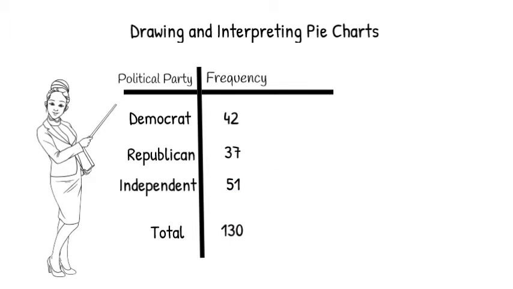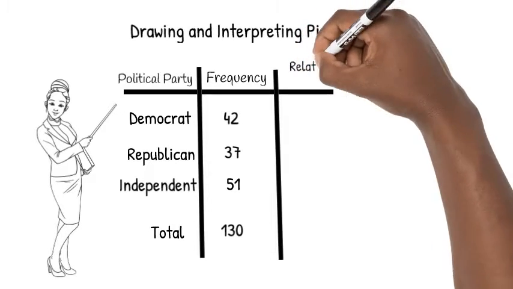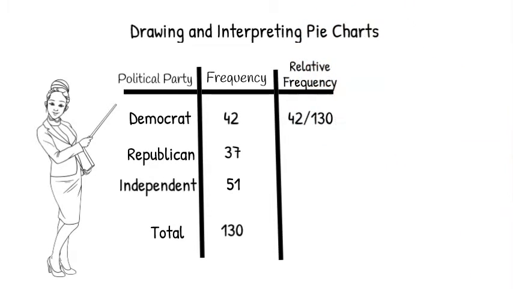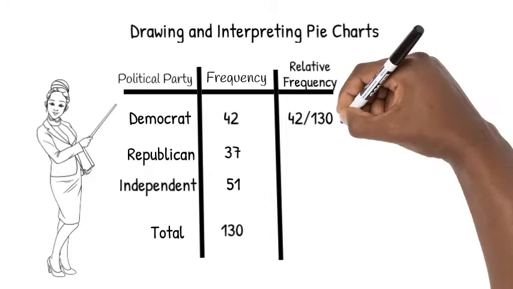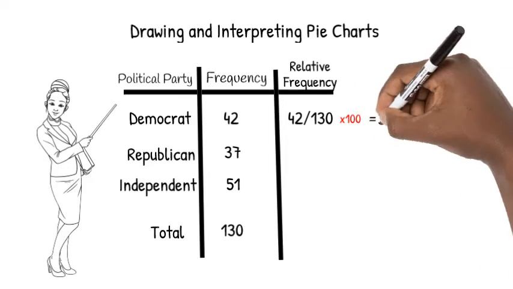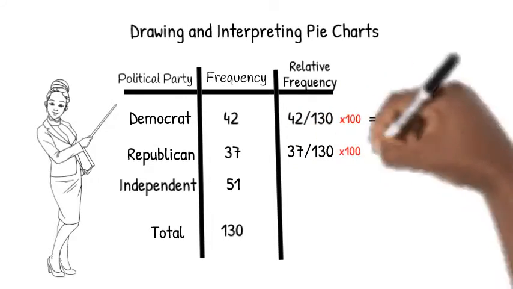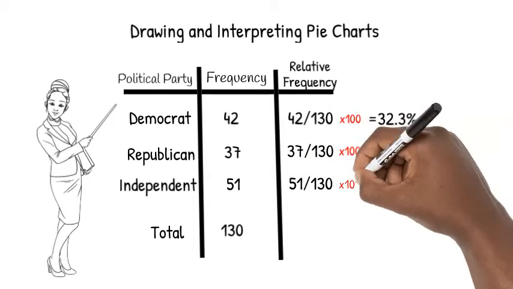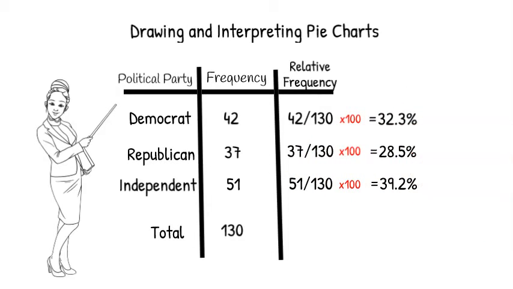A pie chart is a visual display which shows the portion of cases in each category. To figure out each portion, you may recall that we need to find the relative frequency by dividing each frequency by the total and multiplying by 100 if we want those portions as percentages. Now that we have the relative frequency for each category, we can figure out the size of each sector of our circle.